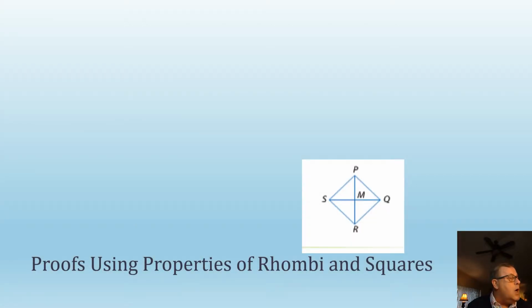Rhombi and squares, rhombi and squares. Well, we just looked and proved a parallelogram that was a rhombus, and of course, if a parallelogram is also a rhombus, then its diagonals are going to be perpendicular, and also those diagonals are going to bisect opposite angles. Kind of definition of a rhombus. So let's see, but what about a square?